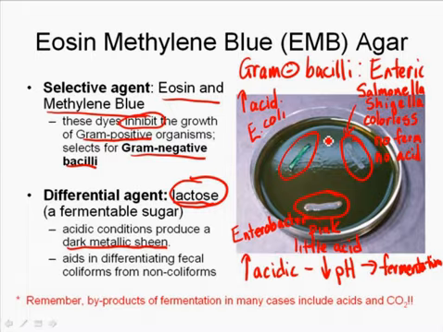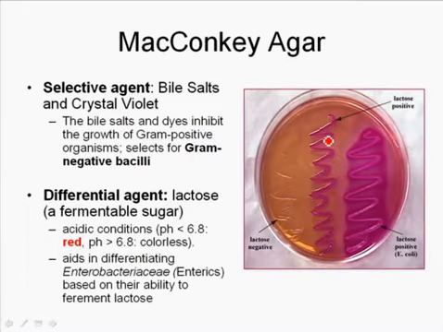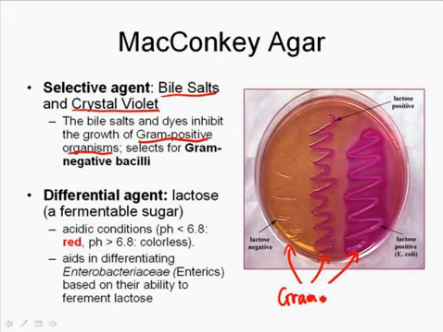So let's move on now to the third type of selective and differential media, which is MacConkey agar. Now, we did not use this one in the laboratory, but it is a very common selective and differential media. The selective agents are bile salts and a dye called crystal violet. It is these bile salts and dyes that inhibit gram-positive organisms, i.e. gram-positive cocci, while allowing for those gram-negative bacilli to grow. So what we see here on a plate is we see the growth of 3 different organisms, all of which must be gram-negative bacilli.